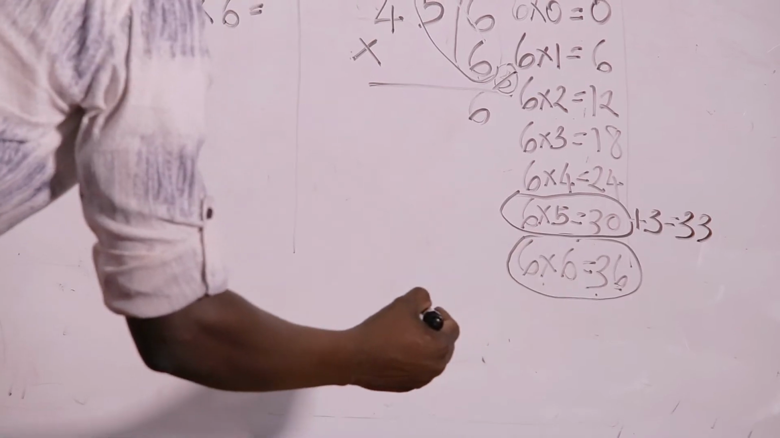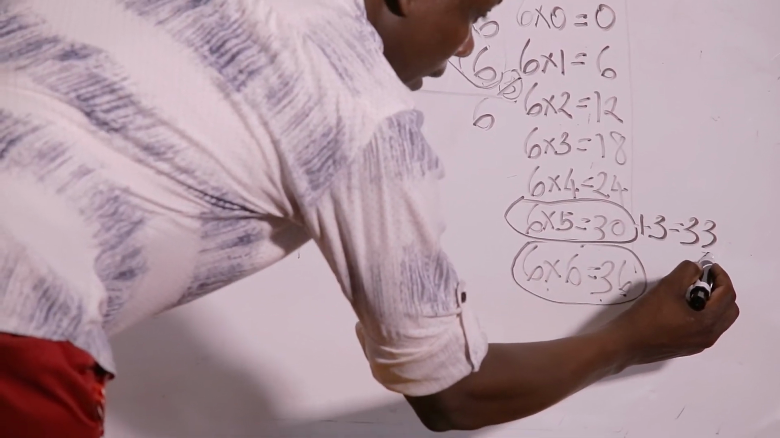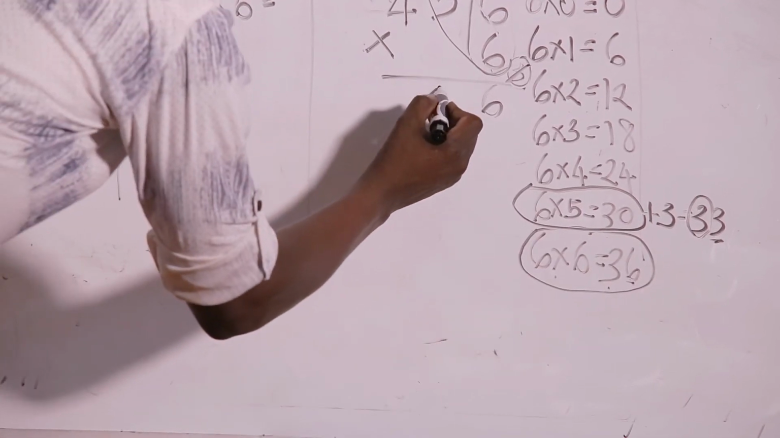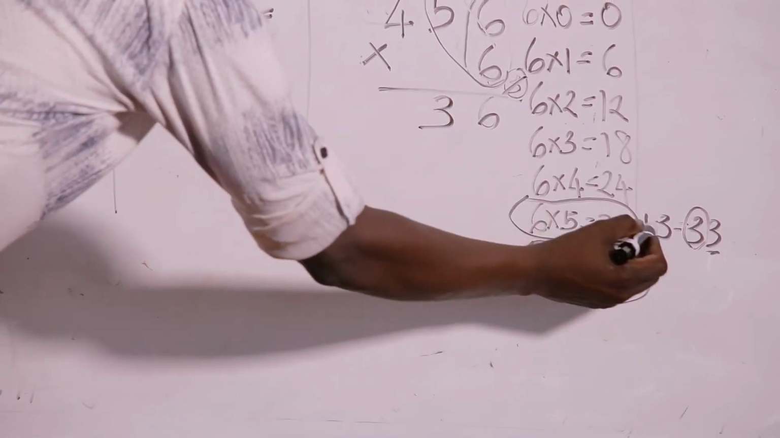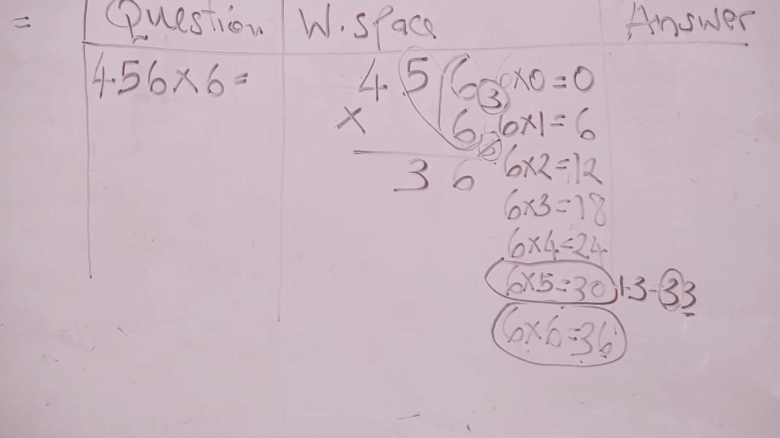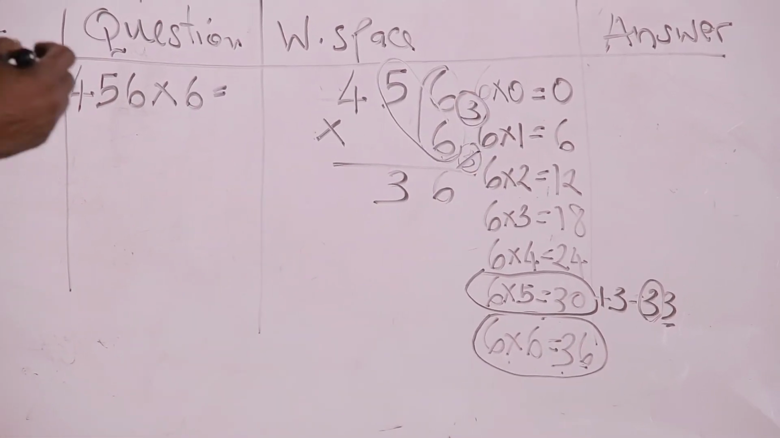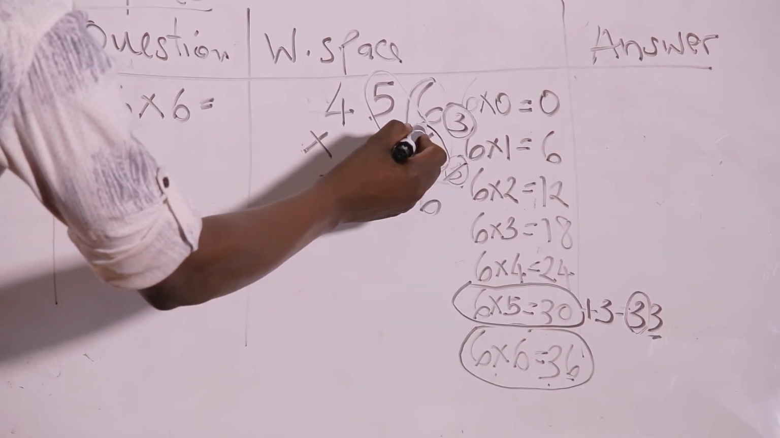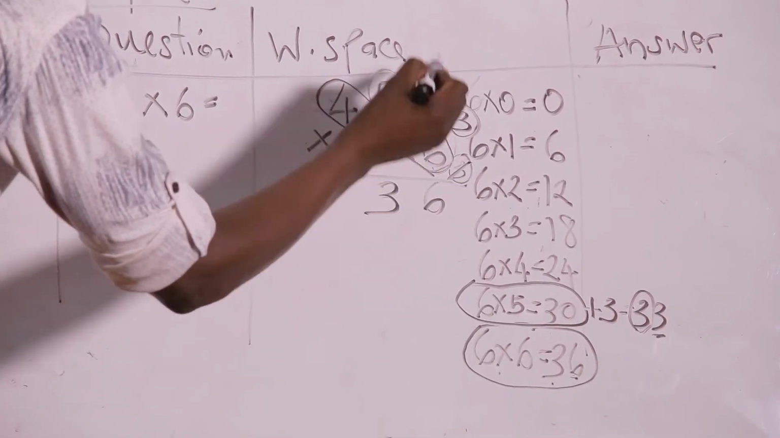Again, you write this 3, you carry that 3. You write that 3 there and you circle it again. So our last, remember we have 3 digits here, is 6 multiplied by 4.